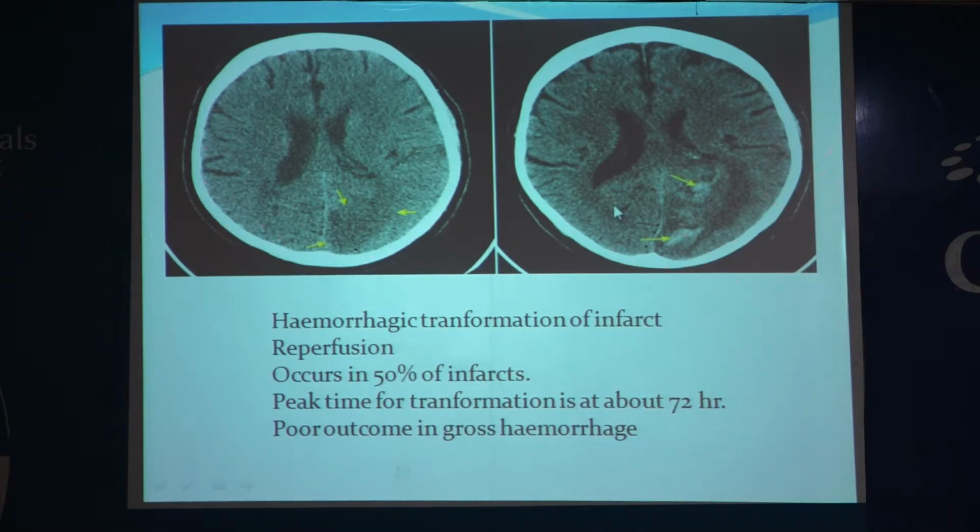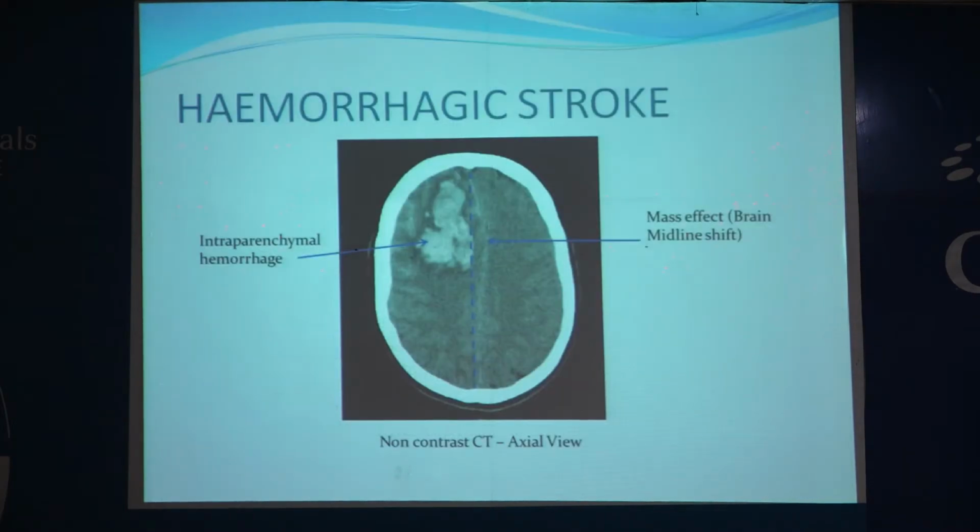Now infarcts can undergo hemorrhagic transformation, that is called reperfusion injury. This is because of the neoangiogenesis, whose capillary walls are very weak and they might rupture and cause hemorrhage. This occurs in 50% of the infarcts. Peak time of transformation is up to 72 hours, and if the hemorrhage is gross, then there might be poor prognosis.